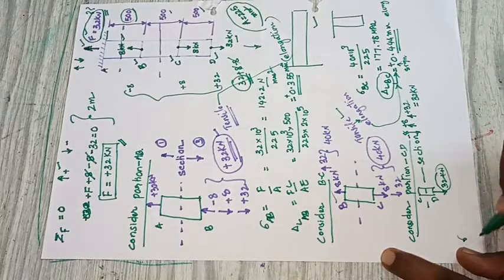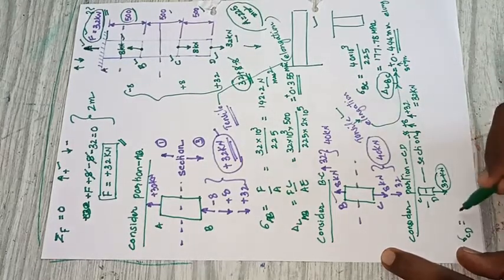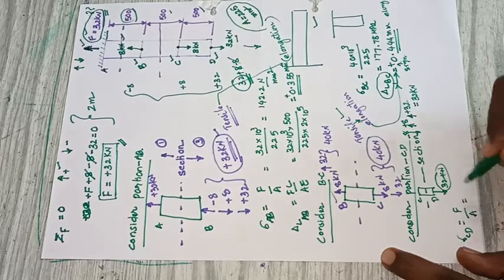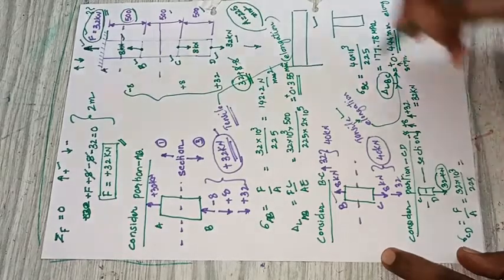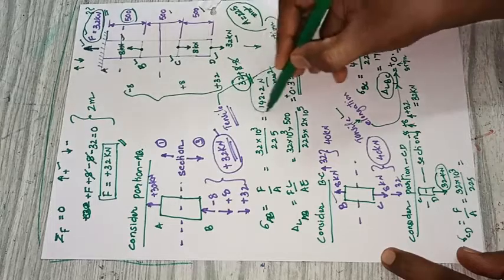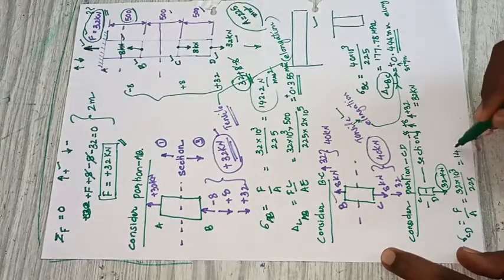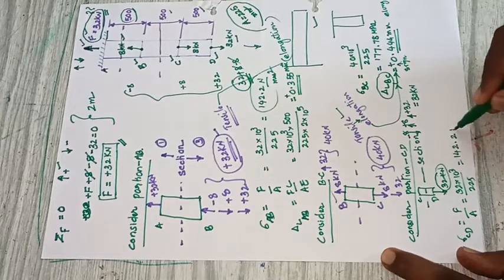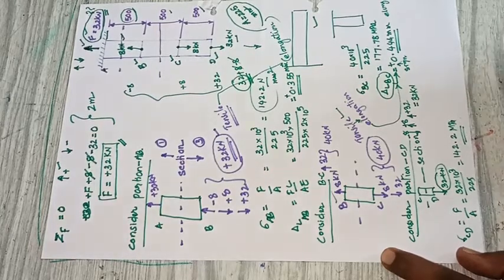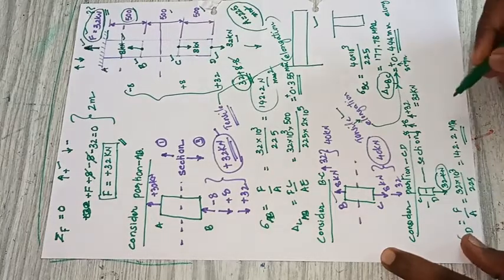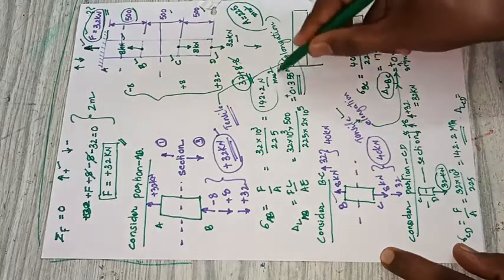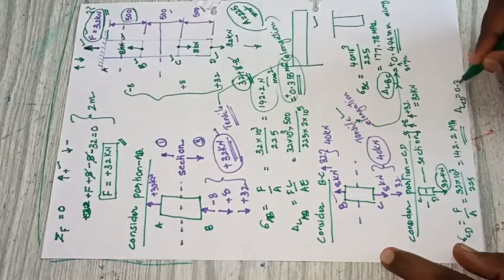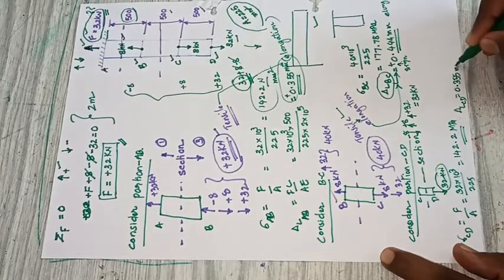First, sigma CD is equal to force by the area. The force is again 32 into 10 raised to 3 by the area 225. The answer we already calculated is 142.2 MPa, or you can write here as Newton per mm square. The last one is the change in the length of CD. Definitely we will get an answer of 0.355 mm.